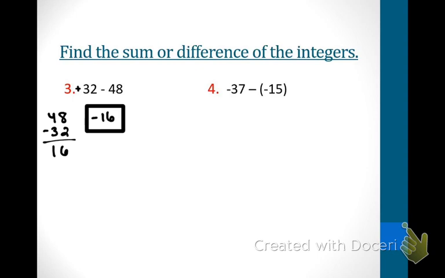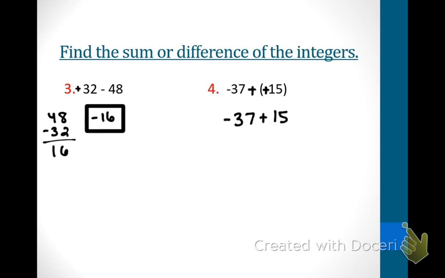Now, problem 4, I've got kind of an unusual situation here. It says negative 37 minus negative 15. What is this called right here? A double negative. What happens to a double negative? They become a positive. So this right here, instead of being negative, that means positive. So this means negative 37 plus 15.